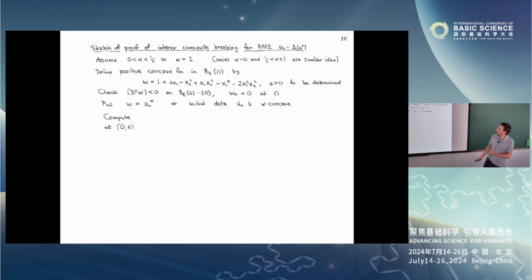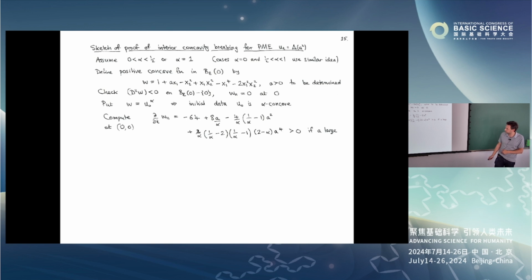And then I simply compute at the origin d/dt of w11. And then what I want to claim is that this is going to be positive. And so this, I claim, is going to be positive if a is large. So there's some computation there where you have to look at the evolution equation for the porous medium equation.